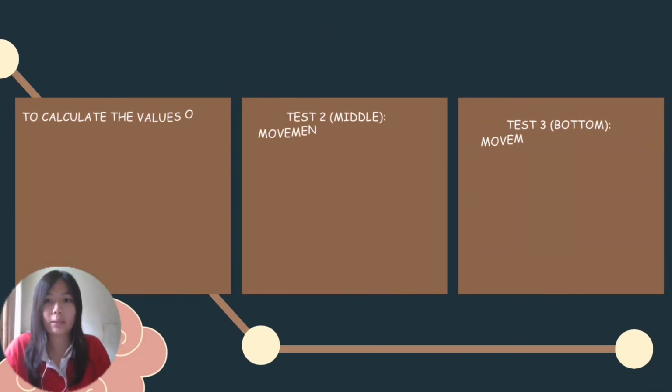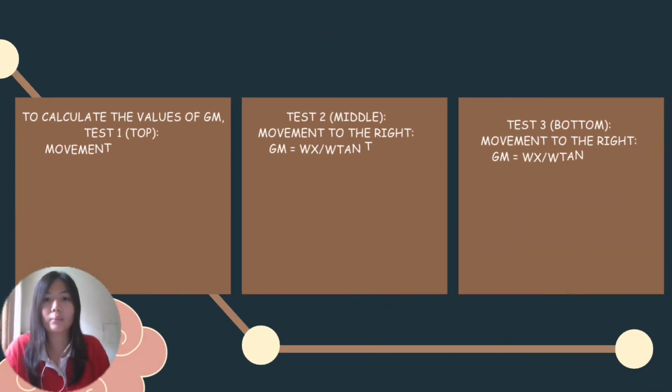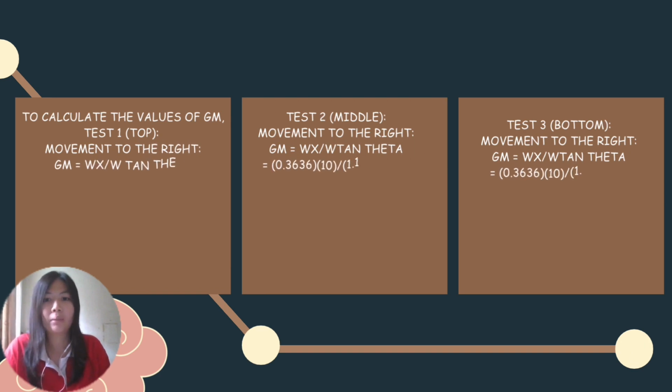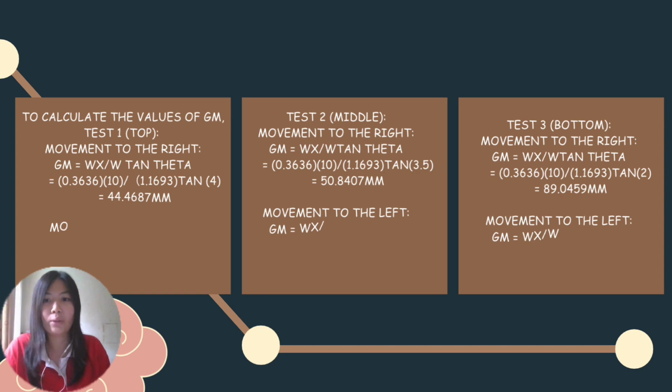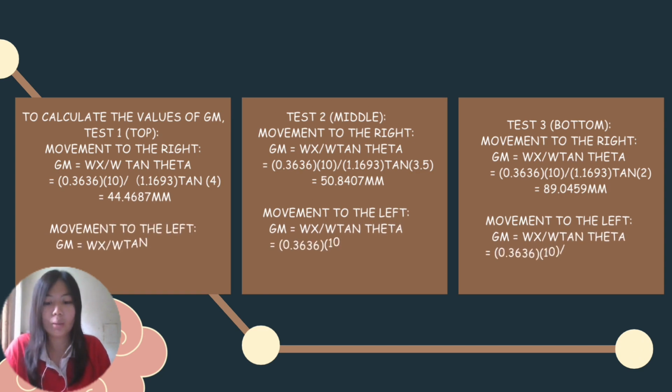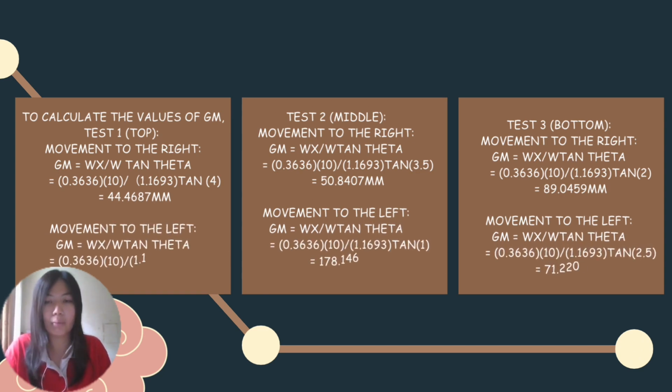Then we need to calculate the values of GM for test 1 top, test 2 middle, and test 3 bottom. And we need to calculate for movement to the right and movement to the left. We use the formula GM equals mass of horizontal weight multiplied by distance x, divided by total mass of pontoon with vertical weight times tan theta. And we obtain the result as shown here.